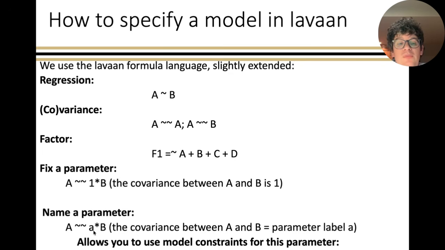And you can also name a parameter by, instead of putting a number before the asterisk, doing a letter or combination of letters. So here I'm just naming the covariance between A and B little a, and so this would allow me to put a model constraint on the parameter. This can be useful if you get things like Heywood cases where you have a negative residual variance on a variable, and if it's just outside of bounds, maybe you're naming the parameter to then fix it to be above 0 in the model.